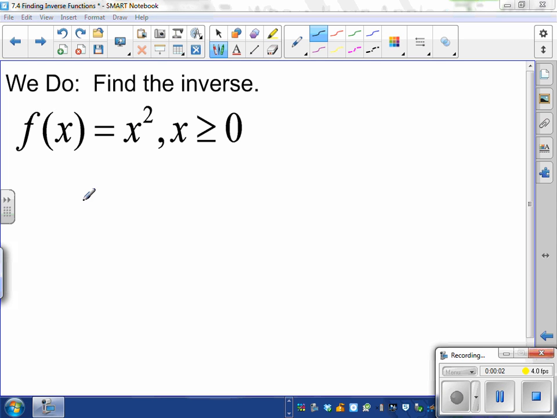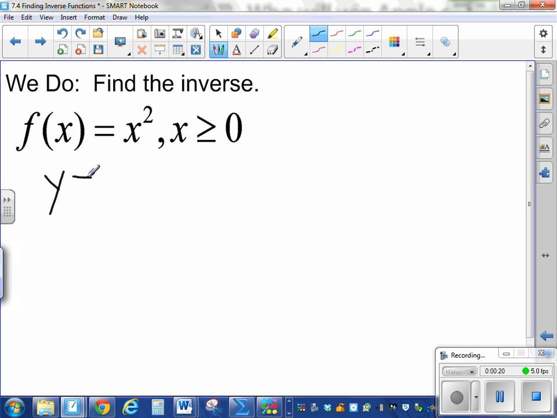So this is a continuation of the notes. I think we already did this one in class, but I just wanted to make sure to go over it again, just kind of where we left off. So this was the "we do," find the inverse. The first step was to switch the x and the y. Since there is no y here though, you do have to write the y in. So this is y equals x squared.